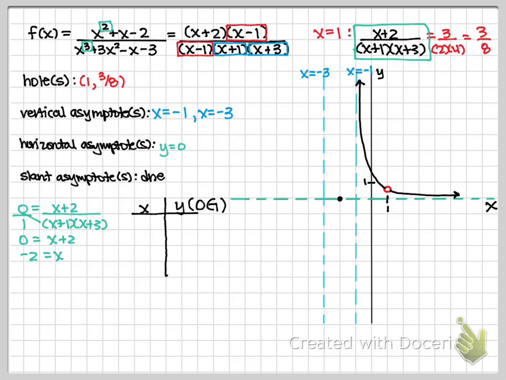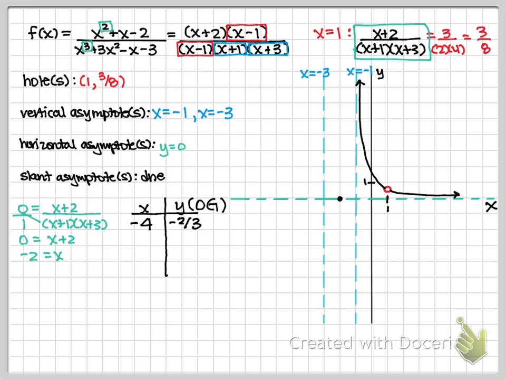All right, let's plug in something to the left of -3 because I have no idea where the graph is. Maybe it's here, maybe it's there. I don't know. So let's plug in x equals negative 4. If you plug in x equals negative 4 into the original equation, you end up getting negative 2/3. And honestly, I don't really care exactly where it's at. I just want to know if it's above or below the horizontal asymptote.